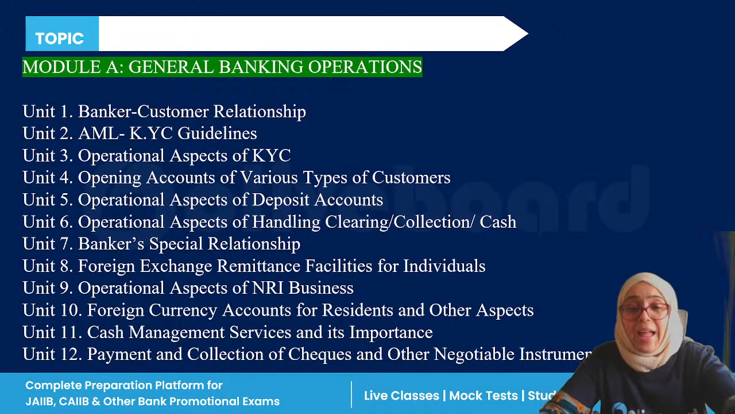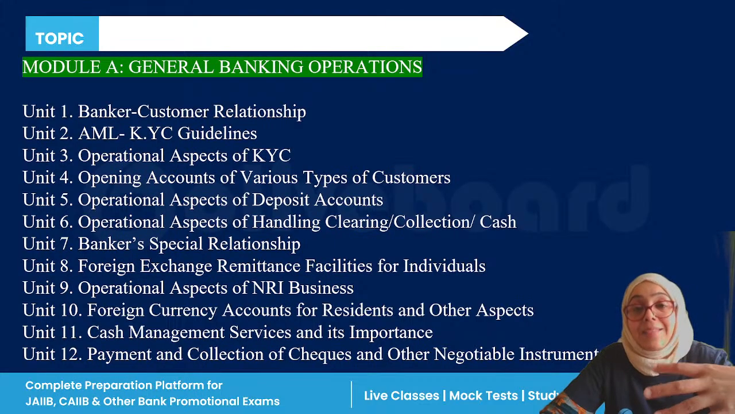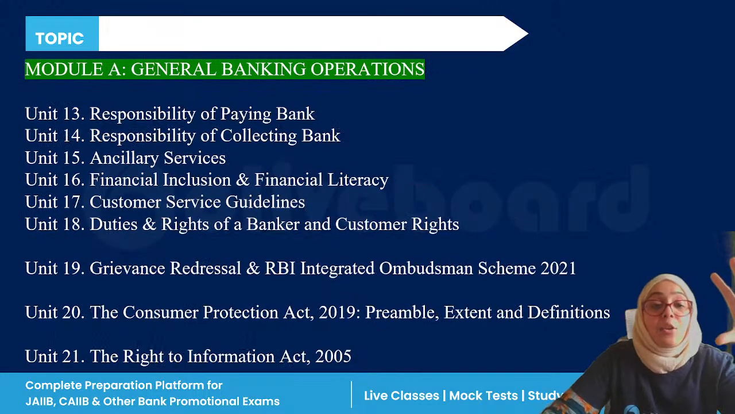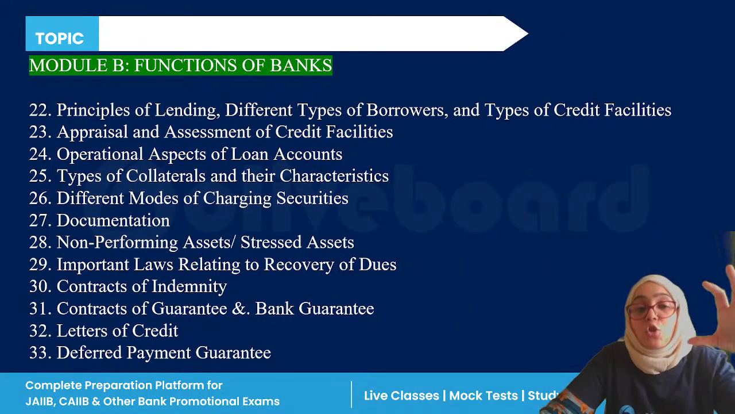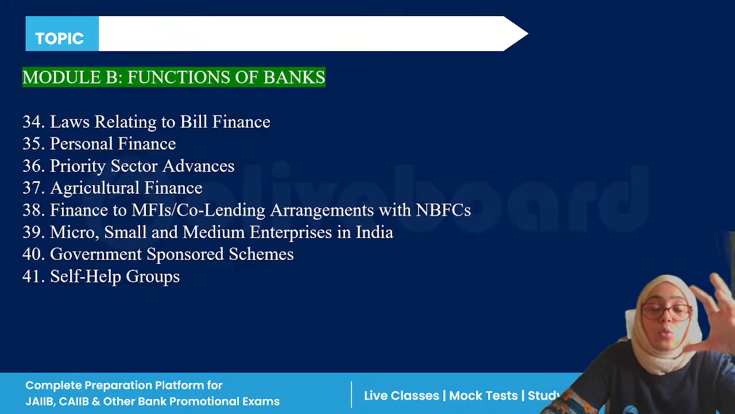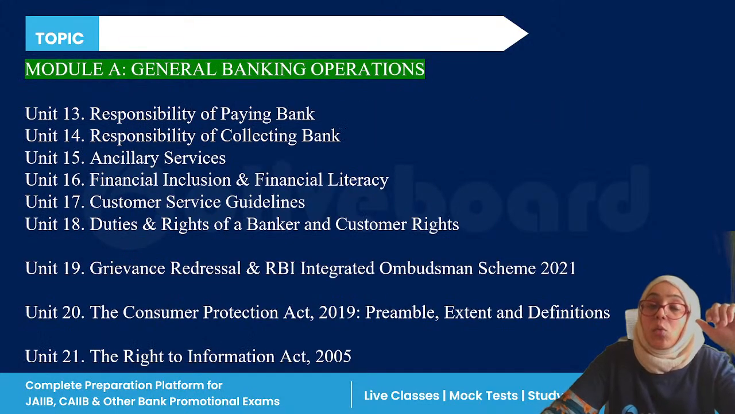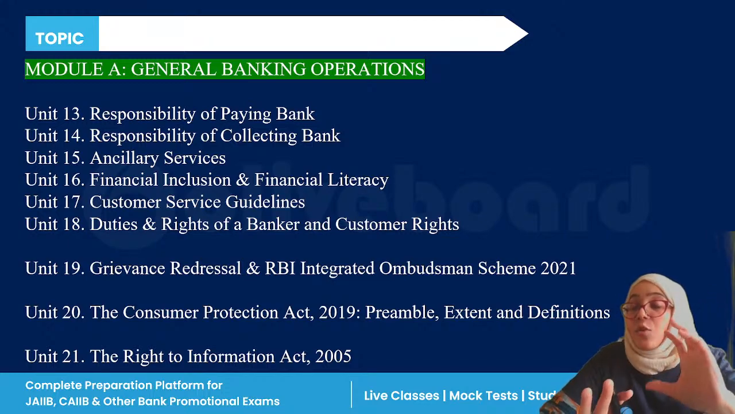Okay, so as I have already told you, module A and module B are the lengthiest modules of the complete syllabus. Module A has 21 units, and it is all about general banking operations, right? And module B is the functions of banks, and this again has 21 units. So 21 units in module B and 21 units in module A, the most important and the lengthiest modules.